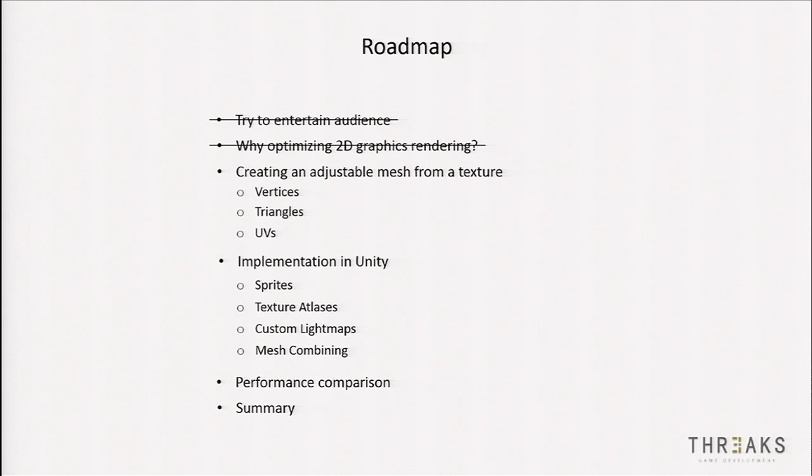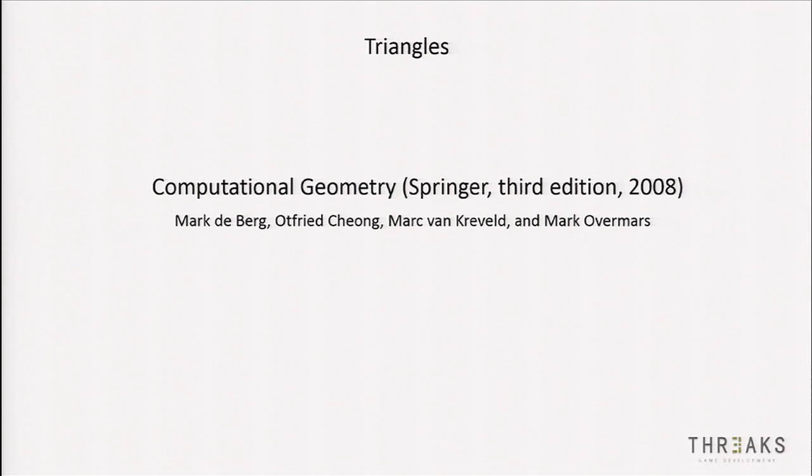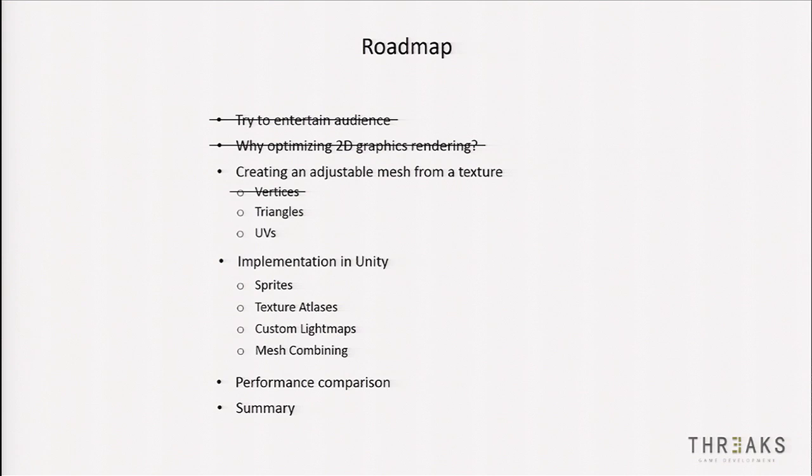So yes, vertices done. Triangles, okay, let me start again. So we have the vertices, to really get a mesh we also need triangles and UVs. So triangulation is something, fortunately, not really built into Unity and can be quite tricky. But if you have an algorithm, you can do awesome things within the editor, like triangulating a mesh, which is always a good thing to do.